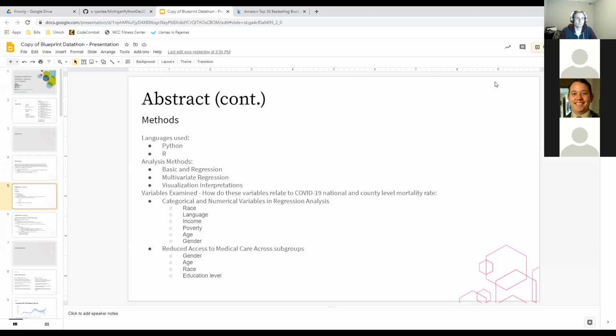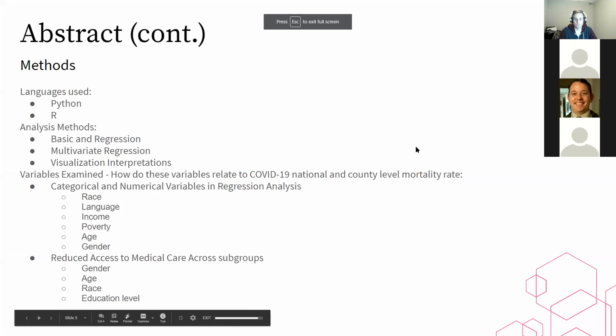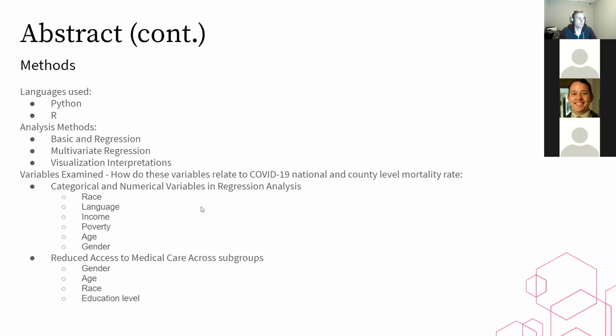Okay. So again, we were looking at health disparities. We examined a lot of demographics: race, primary language spoken, income level, poverty level, age, and gender. And then we looked at a survey of reduced access to medical care across subgroups during the pandemic. The factors we looked at there were gender, age, race, and education level.